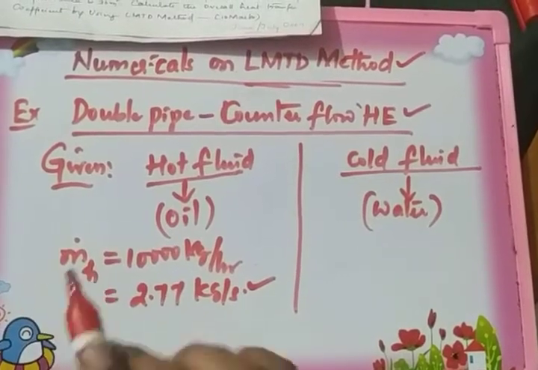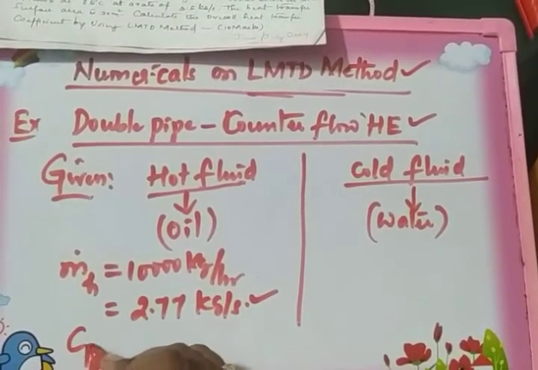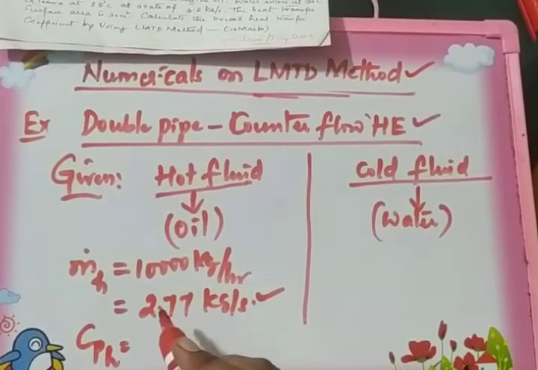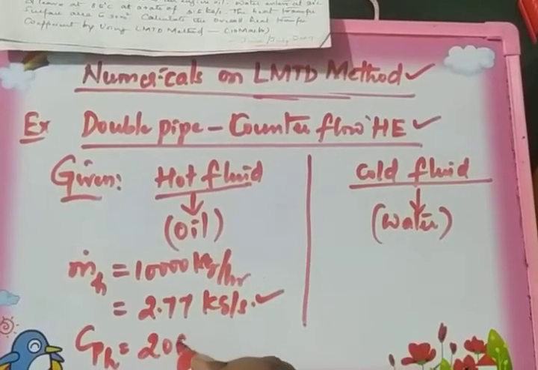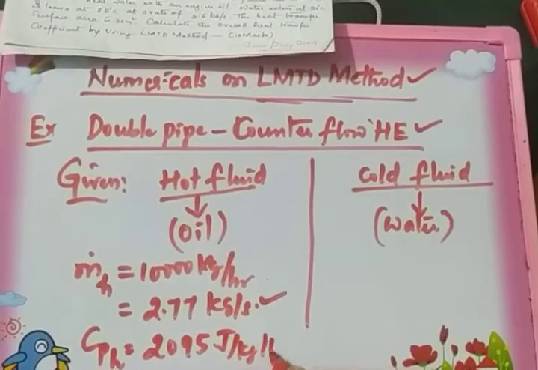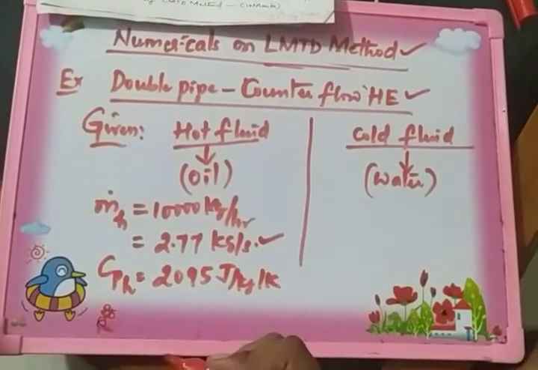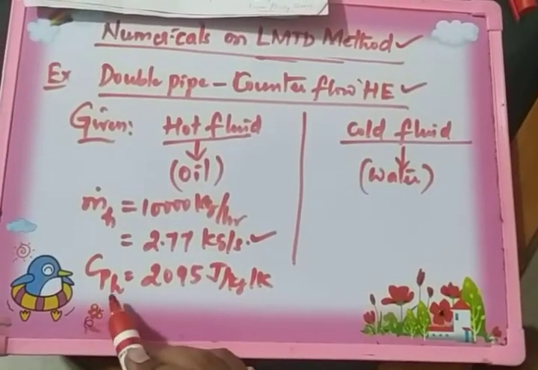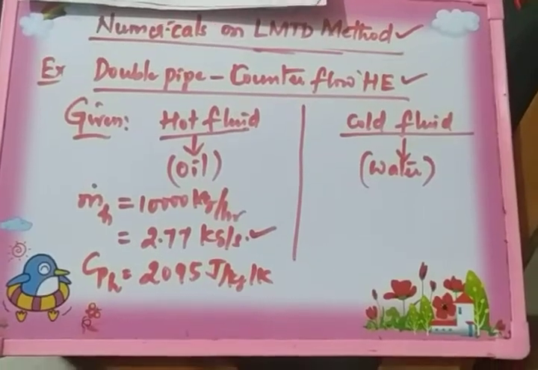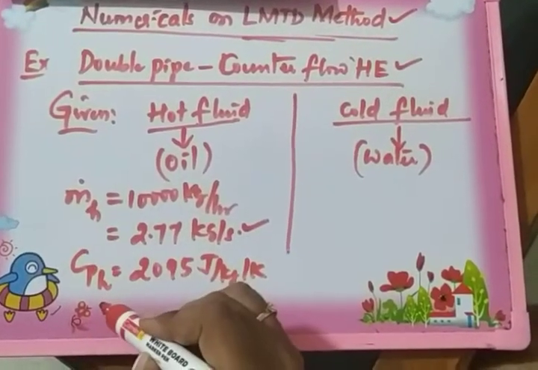Okay, now the flow rate of hot fluid is given. Next, he also gives you the specific heat of the oil, Cph. He has given it as 2095 joules per kg Kelvin. Cp of oil is given as 2095 joules per kg Kelvin. Fine. Now m dot h and Cph are given.